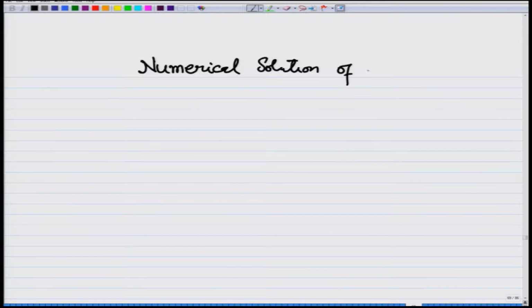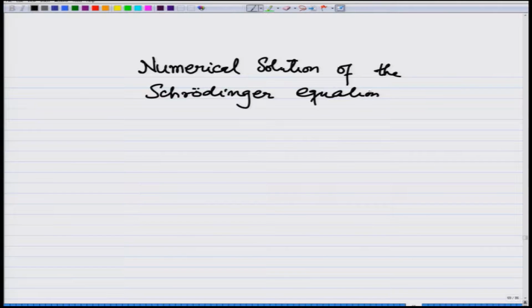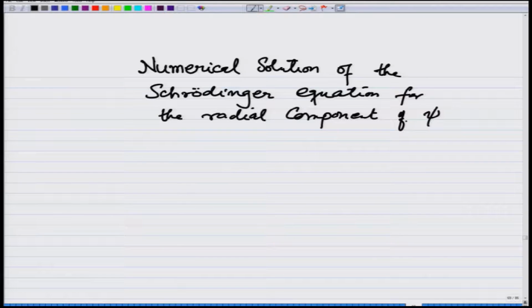solution of the Schrodinger equation for the radial component of psi.